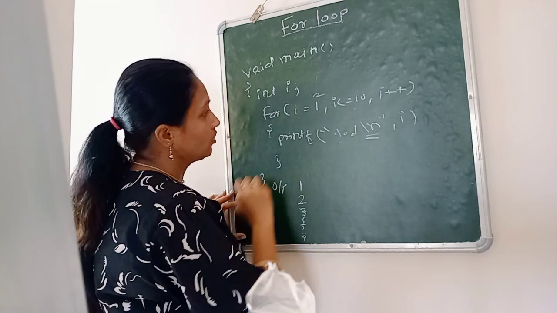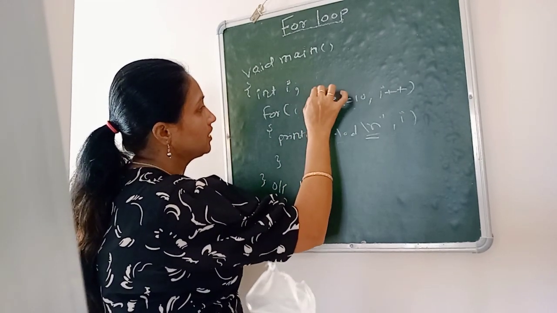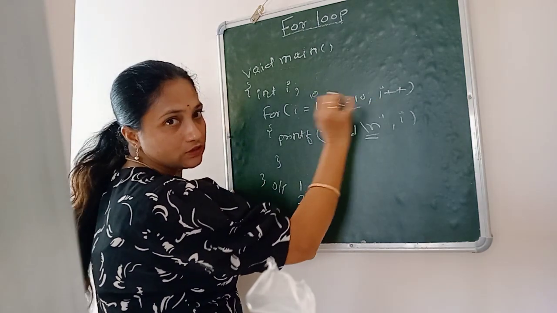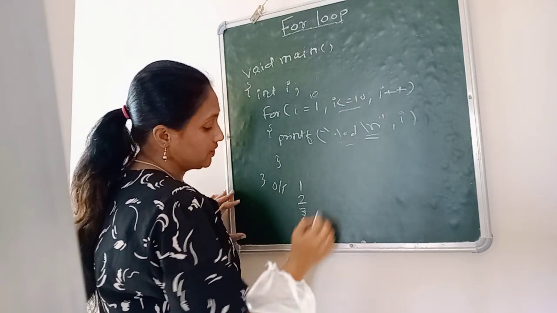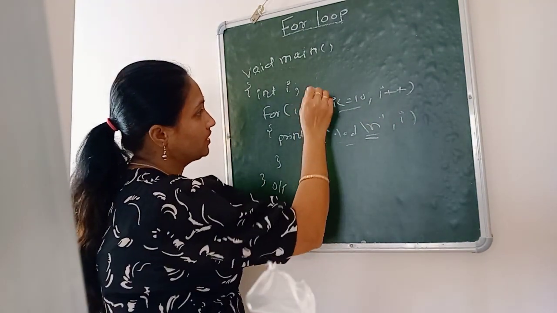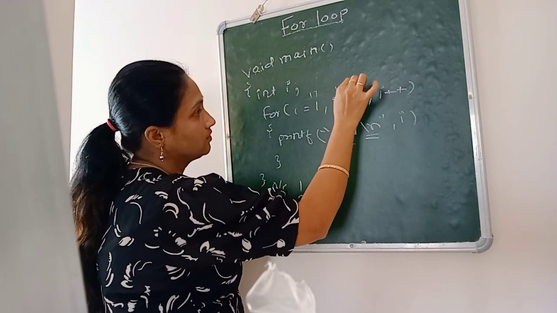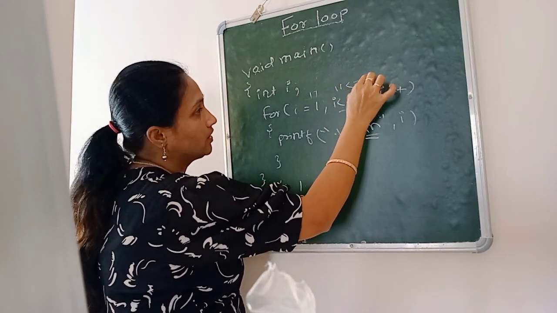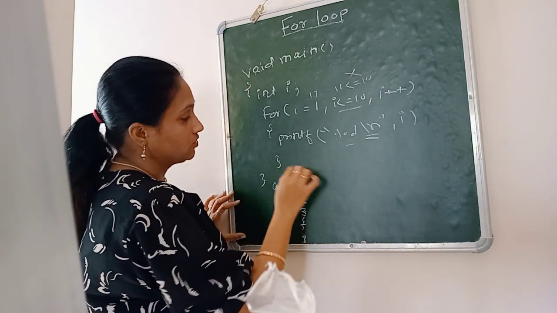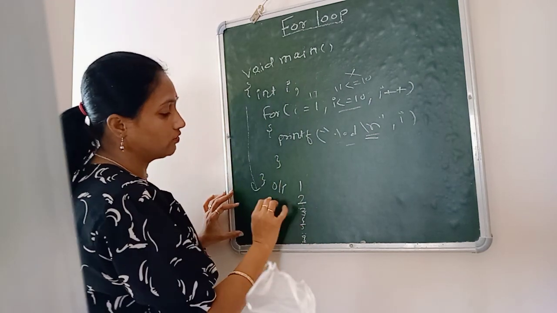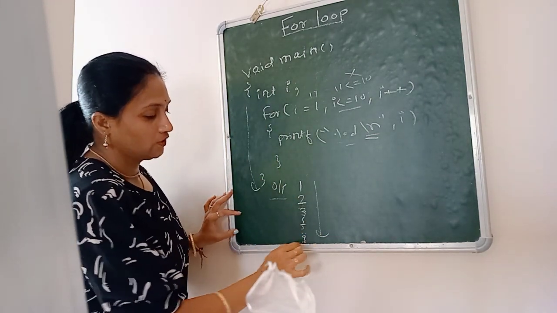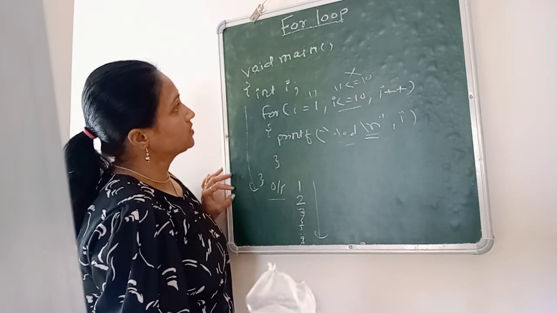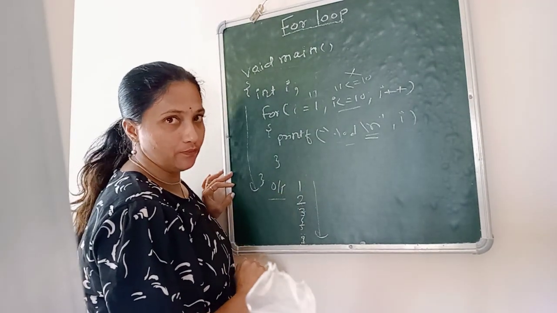Now next i's value becomes 10, 10 less than or equal to 10, condition true. It displays 10. Next time i's value becomes 11, and 11 less than or equal to 10, condition fails. So the control will come out of the loop and this output you are going to get over here. 1 to 10 numbers. This was the simple example.